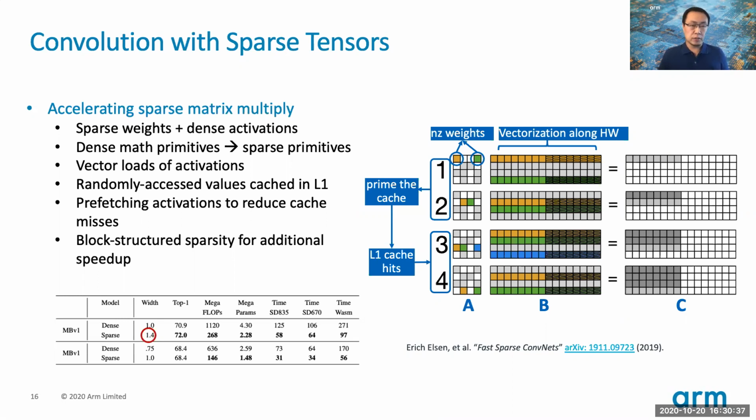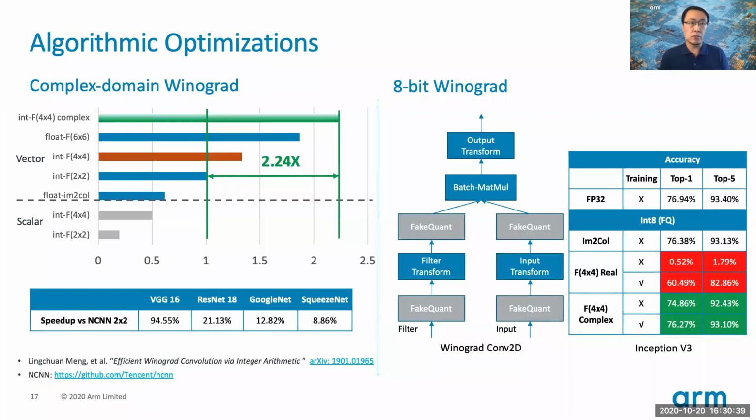And along the direction of accelerating on existing IPs, we also have this effort where we have proposed something called a complex domain Winograd. In our early work, it shows more than 2x speed up compared to a highly optimized NCNN library with better SIMD vectorization. And we're pushing the boundary even further by restricting the transform data to just 8 bits, which will give us even better vectorized performance. And at this point, I'm going to hand it over to Naveen.